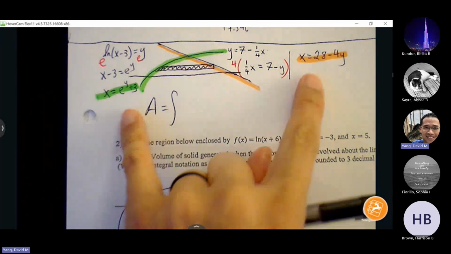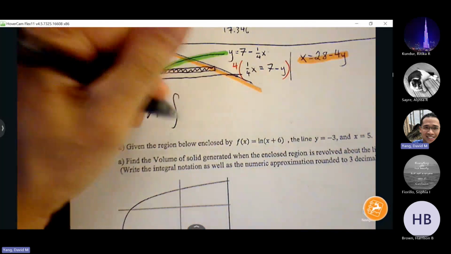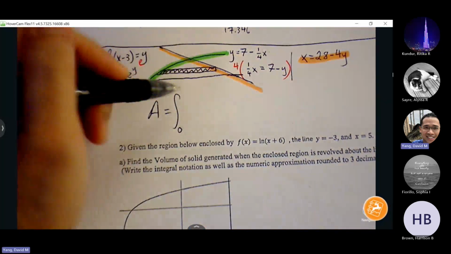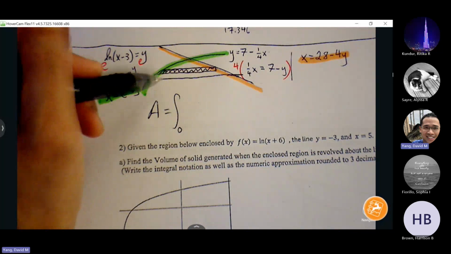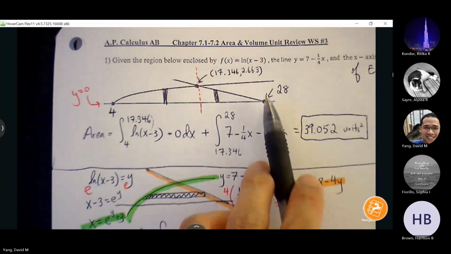But everything's in terms of y, so our bounds are also in terms of y. So what are our bounds going to be? Lowest is 0. Highest is 2.66. There you go.